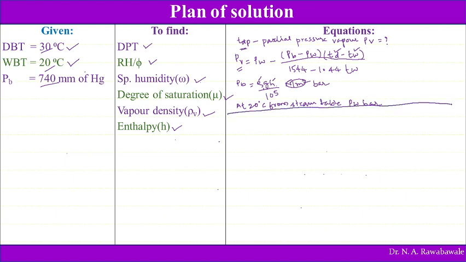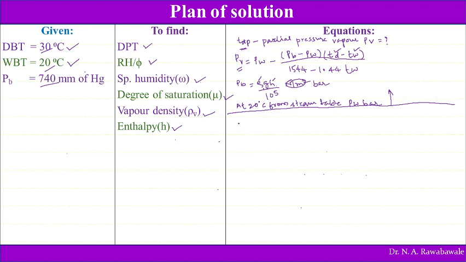So this is the plan. We must start in reverse way. First we find out PW, then we find out PB, then we find out PV, and from PV we can find out dew point temperature.